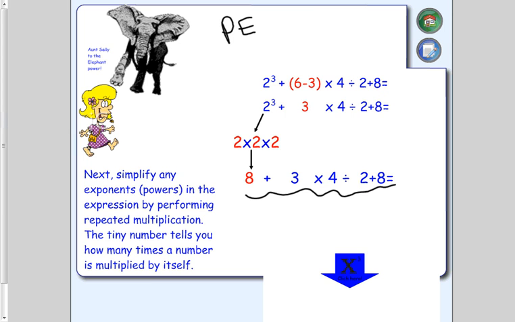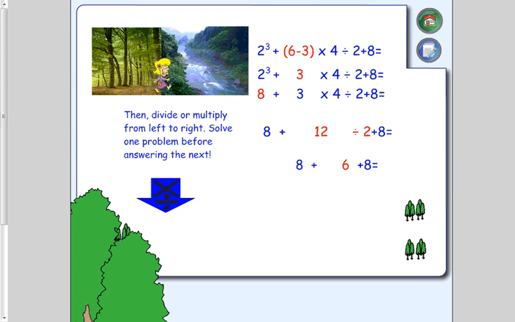All right, next step. So we have solved parentheses in this step. Then we solved exponents right here. And now we have this problem. So our next step is M and D. Multiply and divide in order.